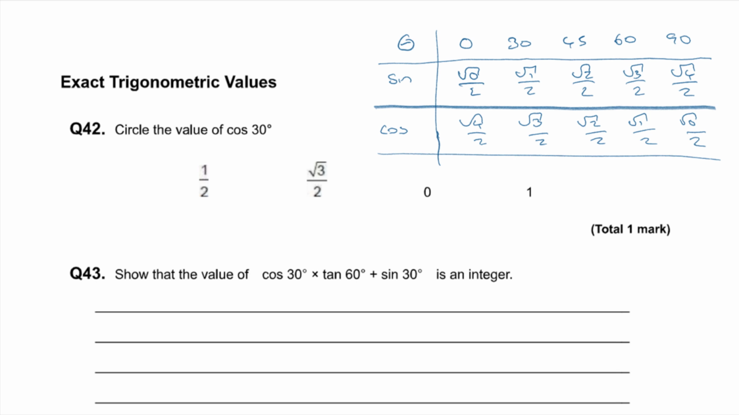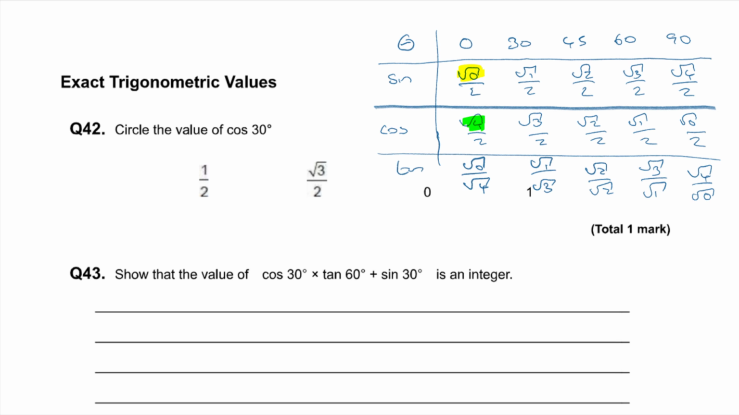And then finally tan. For tan, you take the numerator of the sine and you divide it by the numerator of the cos. Okay? So root 0 over root 4, root 1 over root 3, root 2 over root 2, root 3 over root 1, root 4 over root 0.